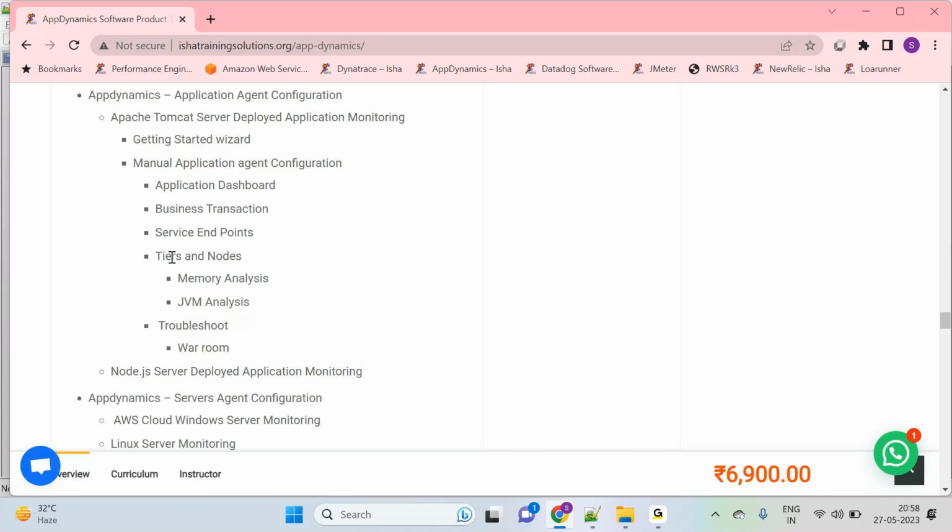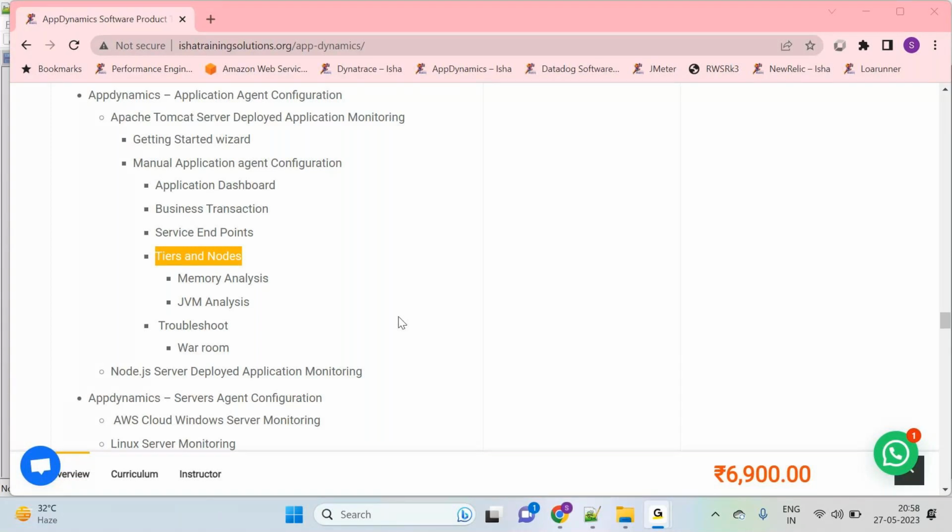So while going through these tiers and nodes, there is an additional topic which is not in AppDynamics, but I wanted to explain how garbage collection actually works in Java. I will explain what minor GC means, what major GC means, what young generation means, what old generation means, what metaspace means, like that. Every explanation we will see. In that way, we are going to cover the Java application agent.